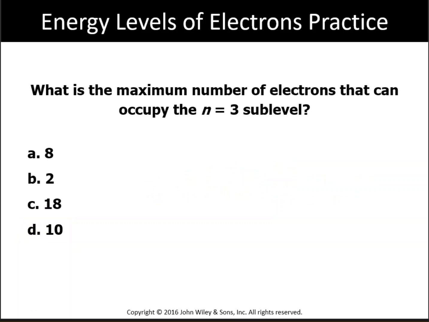What is the maximum number of electrons that can occupy the n equals 3 energy level? So in energy level 3, what is the maximum number of electrons we can have? Remember that we have 3s, 3p, and 3d sublevels. We can have a maximum of 2 for the s orbital, 6 for the p sublevel, and 10 for the d sublevel. So the maximum number of electrons that we can fit is 18.